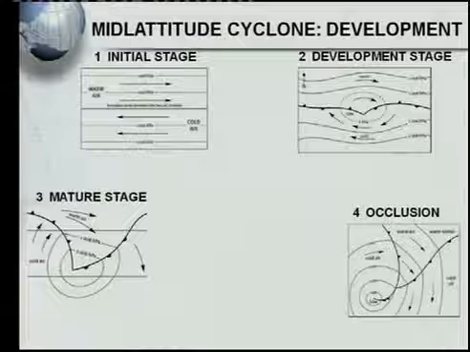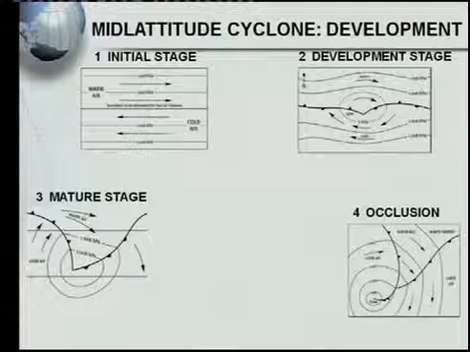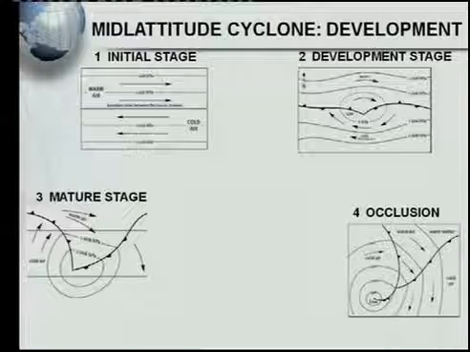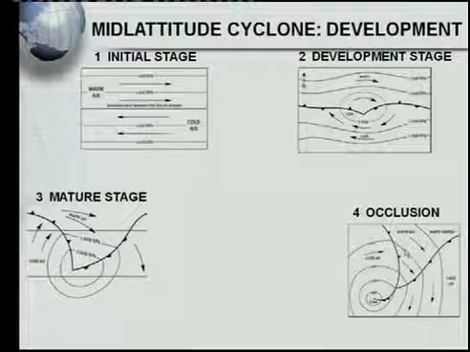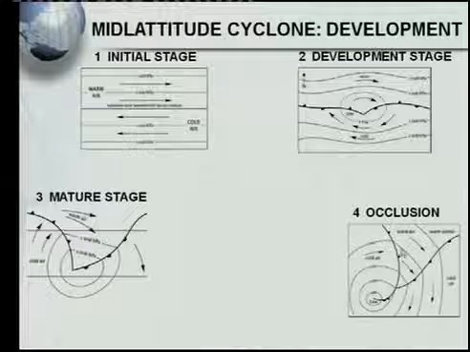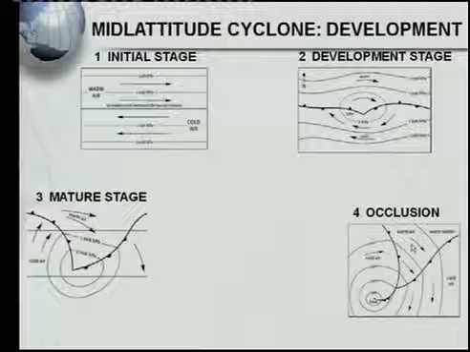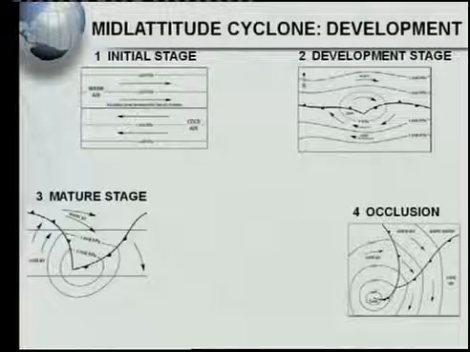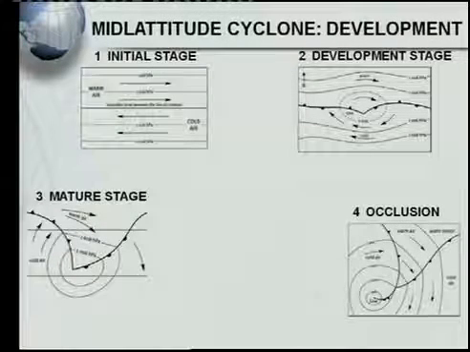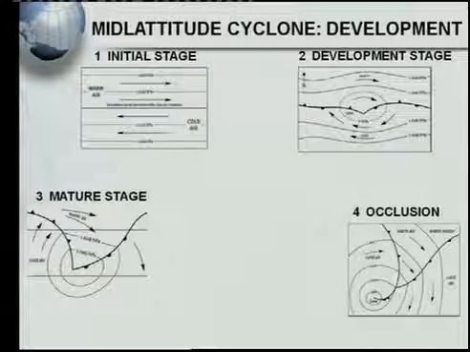When we have that the cold front moves towards the warm front, and this warm section gets narrower and narrower and narrower until both fronts are occluded. And that is what we call the occlusion stage.